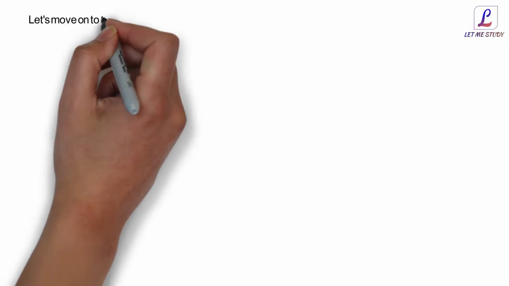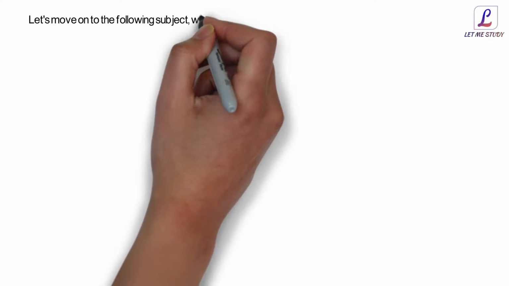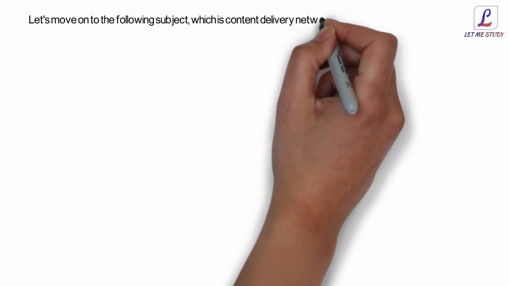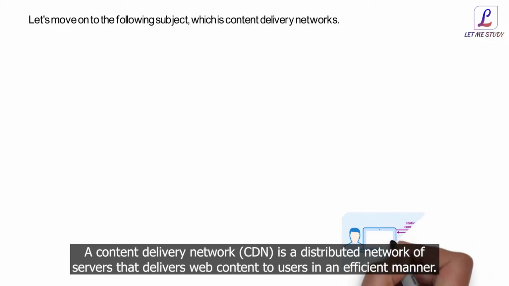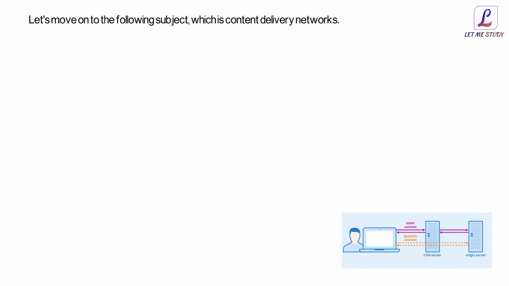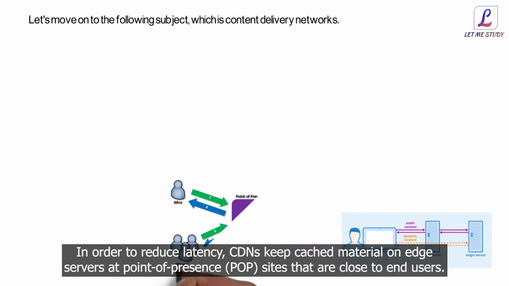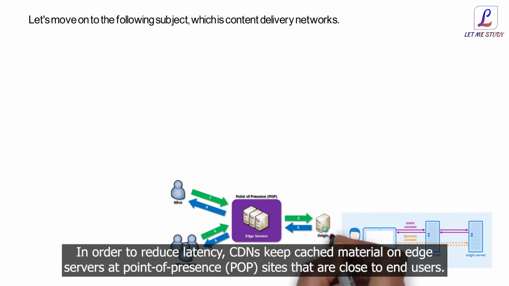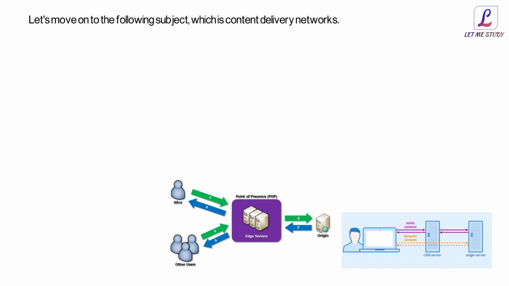Let's move on to the following subject, which is content delivery networks. A content delivery network (CDN) is a distributed network of servers that delivers web content to users in an efficient manner. In order to reduce latency, CDNs keep cached material on edge servers at point of presence (POP) sites that are close to end users.